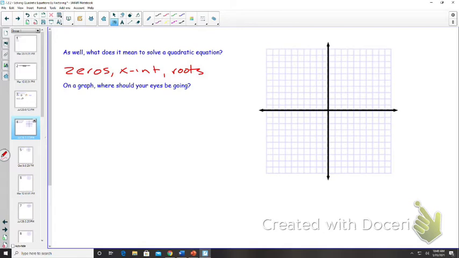So on a graph, where should our eyes be going? To the intercepts. Which one, the y-intercepts or the x-intercepts? Probably the x-intercepts, so like the x-axis. Well, I guess not necessarily. Why not? Because there might not be x-intercepts. Right. And in the case when we have two functions set equal to one another, we'd be looking for the intersection points, right? Yeah. Intersection points, you bet.